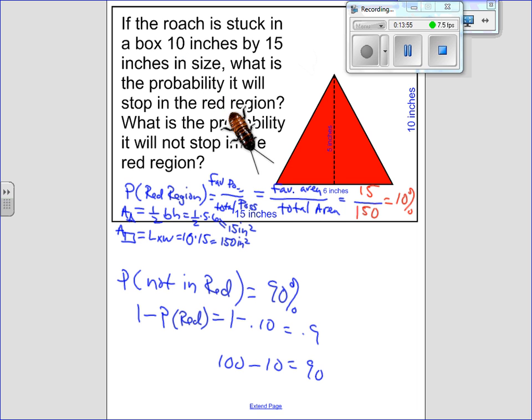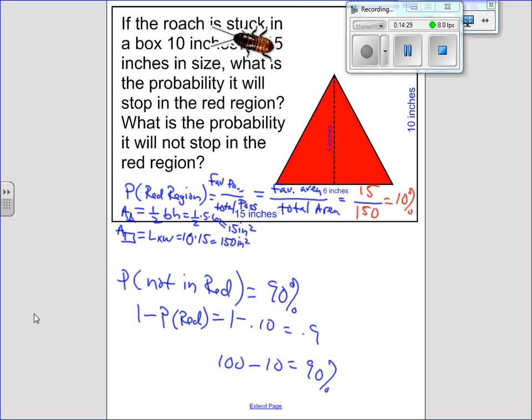So which is more likely to happen here? Based on what we've just calculated, what's more likely to happen for the roach? Yeah, he's going to stop in the white part. He's not going to land in the red region very often. Not very often, okay? Right, I know, as he's been rolling here, he doesn't seem to stop very often. Okay, good. All right, so that's probability, talking about geometric probabilities.